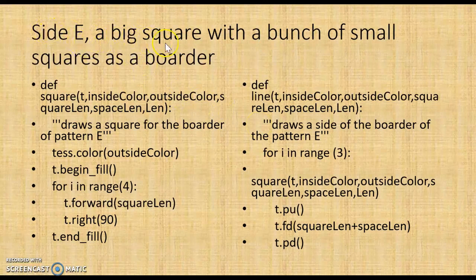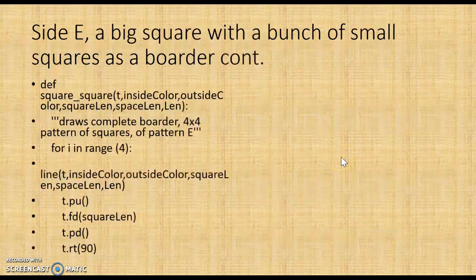And now this is side E, a big square with a bunch of small squares as a border. So the square we defined, and then from there we defined a line of the squares. And then from there we did a square of squares, which was the complete border. So the square of squares just took the line of squares and made a left turn, went forward, made a left turn. So really just like a square of squares. That's why I called it square square.